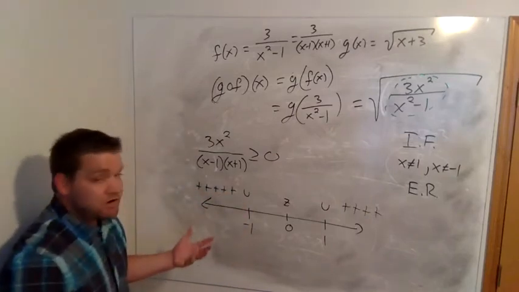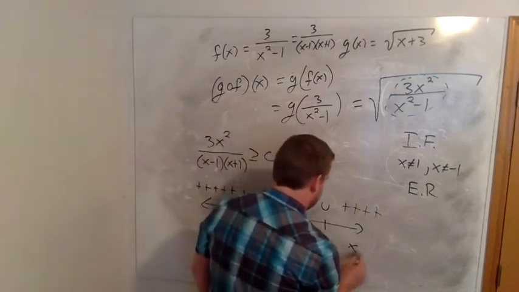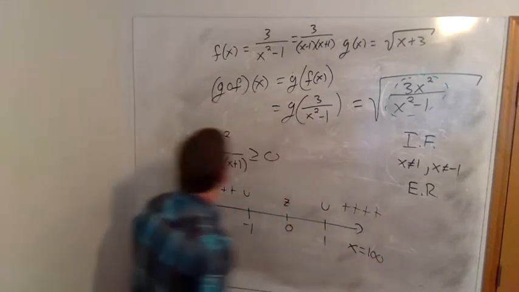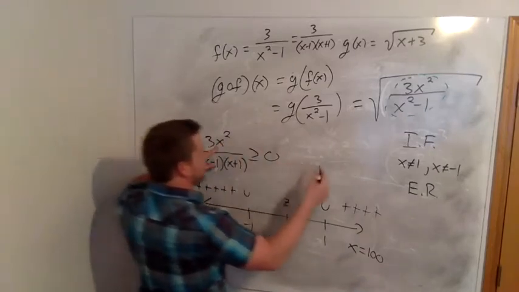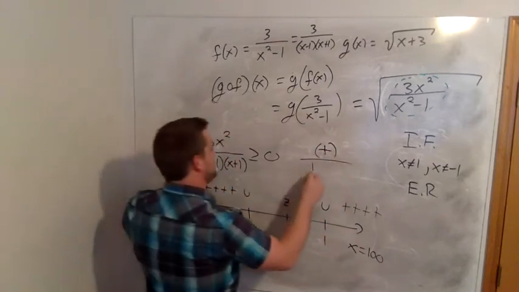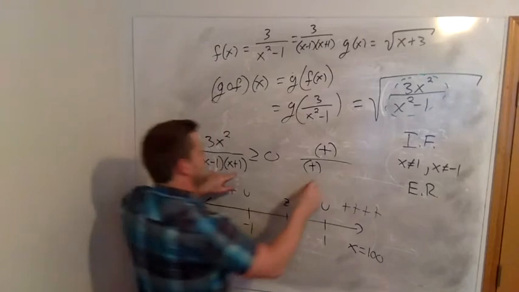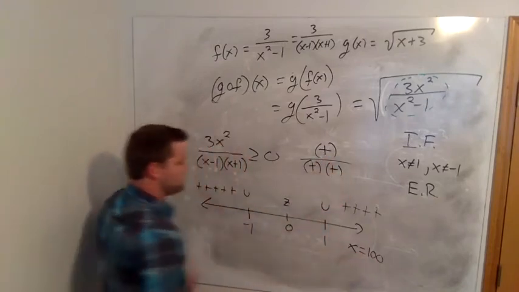If you don't like that argument, just test a point. So just pick something bigger than 1. How about 100, for example? Well, if I plug in 100 here, I'm going to get 3 times 100 squared. Well, that's going to be something positive. 100 minus 1 is still something that's positive. 100 plus 1 is still something positive. A positive number divided by a positive number will be positive.